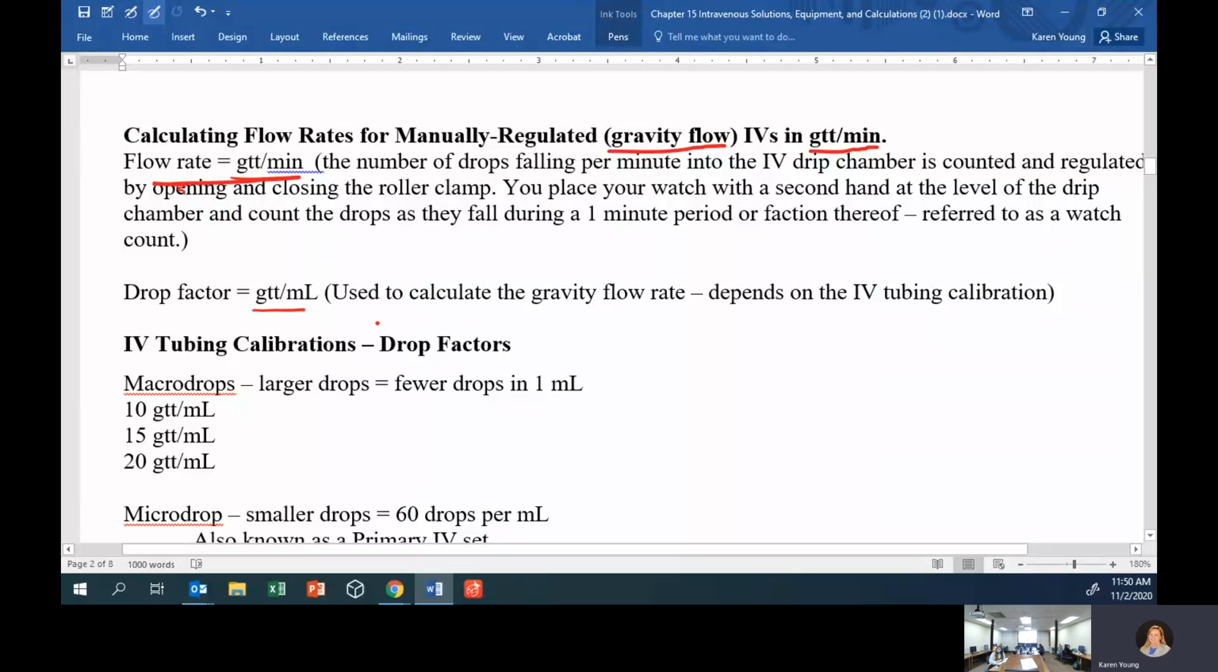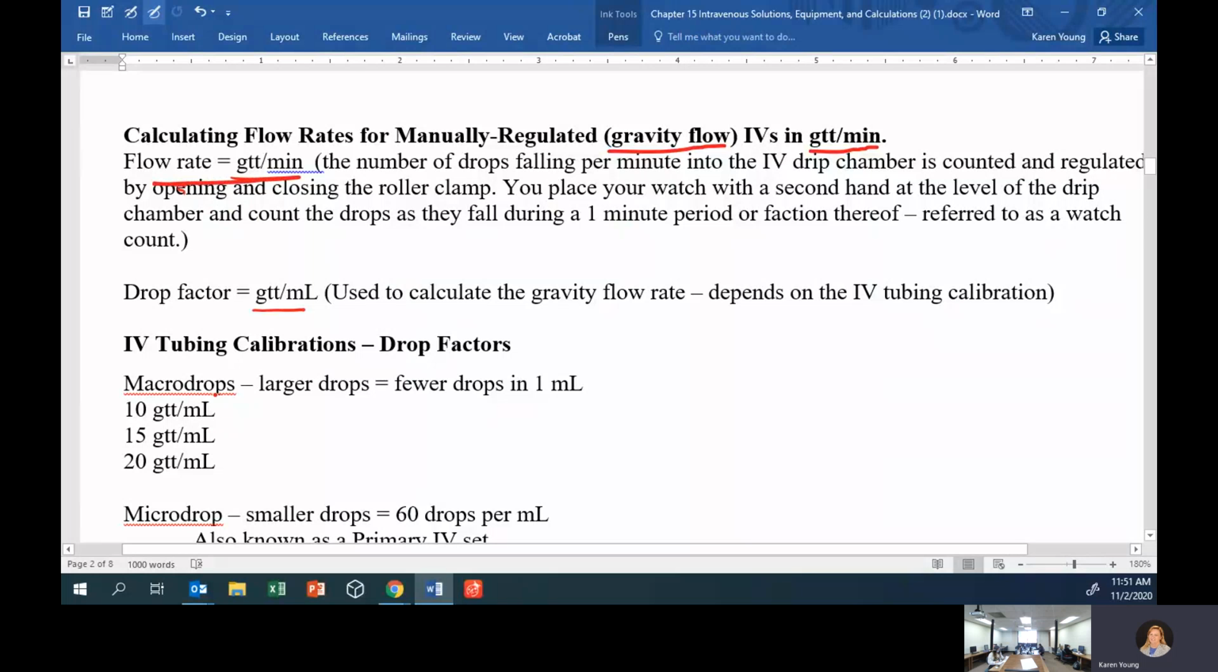And the drop factor depends on the IV tubing that you use. You're going to have your IV bag at the top, and y'all have seen these. And then you've got tubing that connects the IV bag to that needle that's in your arm or in your hand. And depending on how big the diameter of that tubing is, it determines what your drop factor is. Some of it's bigger than others. The larger the diameter of the tubing, the larger the drops.